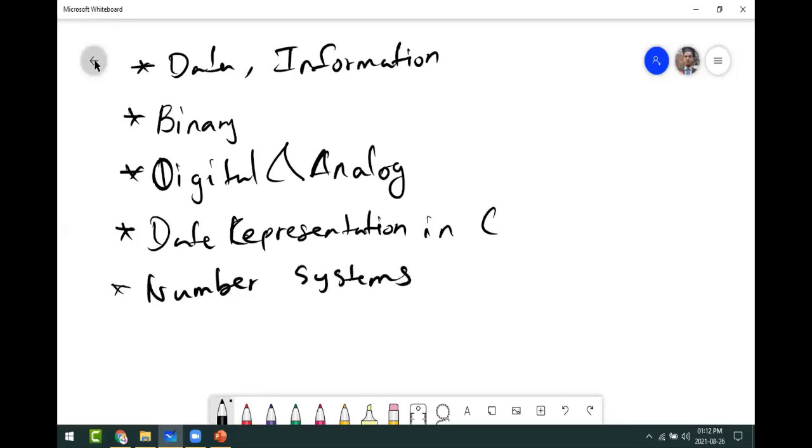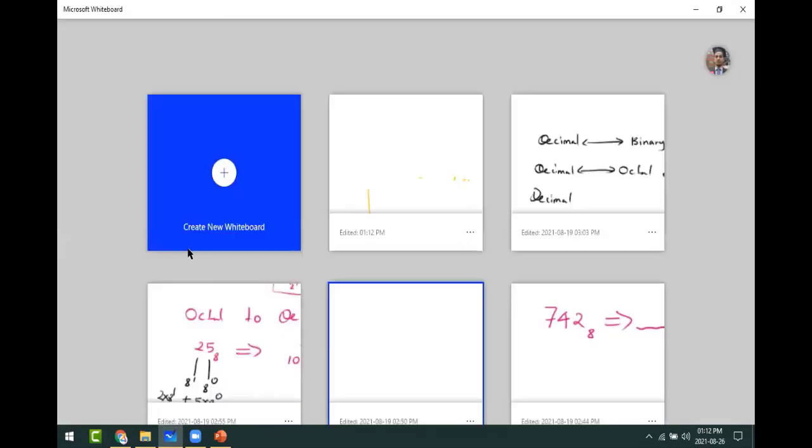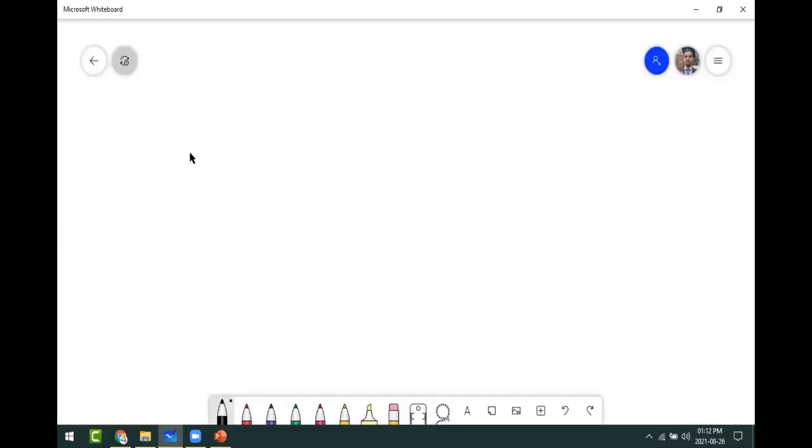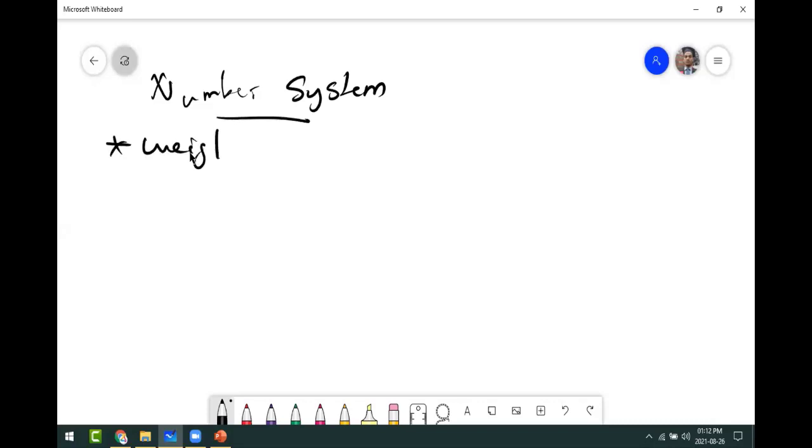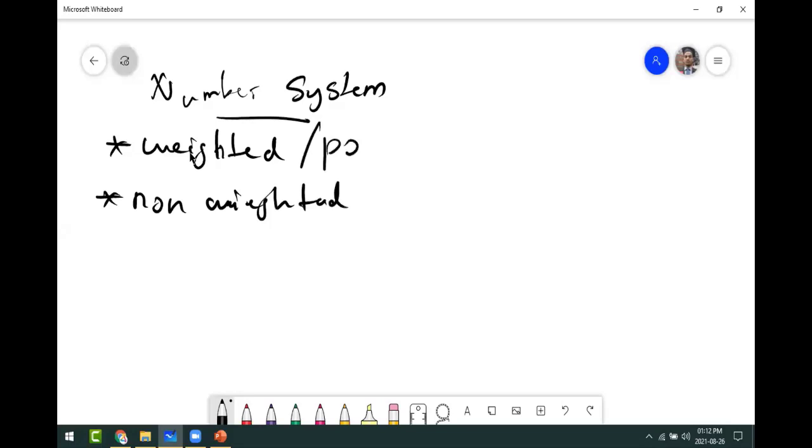And also we talked about number systems. So under the number system, we saw that there are two types of number system. One is weighted, the other one non-weighted, right? Non-weighted or positional.